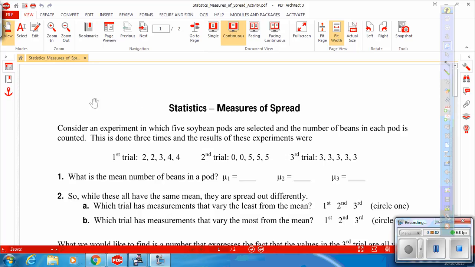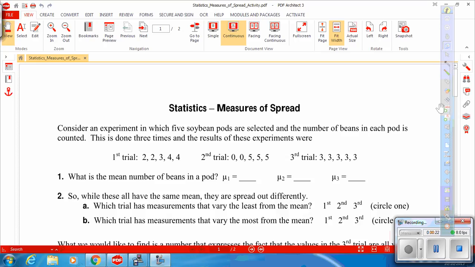So now that we've been studying measures of central tendency, and now that we know how to find the middle of a set of data and use that to represent a set of data, we do want to talk about, once you know where the center of a set of data is, how can we talk about how spread out the data is? So we're going to talk about some different measures of spread.